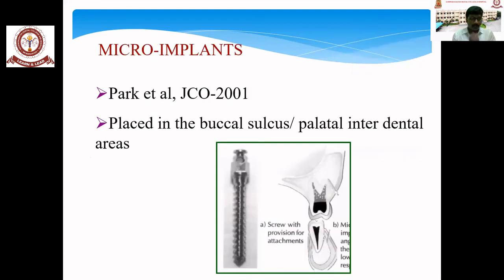And then micro implants came into being, and they are most commonly used as a temporary anchorage device. It was given by Park et al. in 2001, and this micro implant is placed in the buccal sulcus region or palatal interdental areas. And it can also be placed in the retromolar region as well as in the buccal shelf. The screw dimensions do differ depending upon which region you want to use. And these micro implants definitely serve as an excellent tool for many cases.